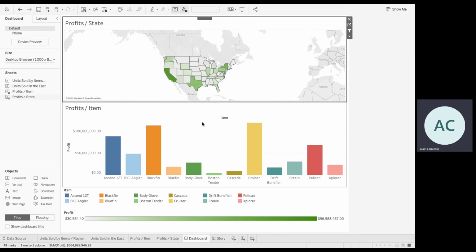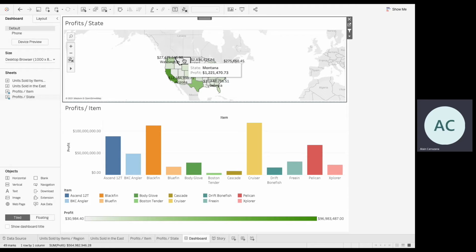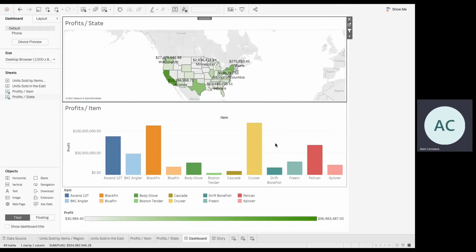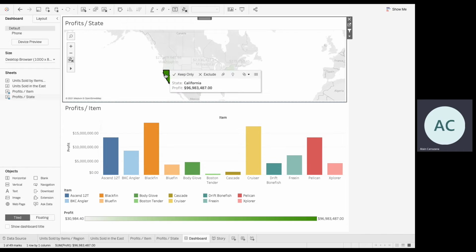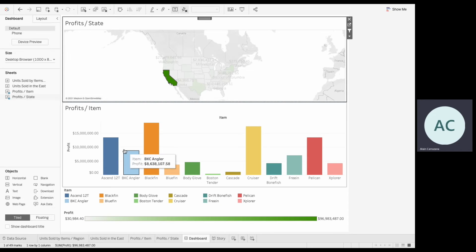And the next would be the dashboard. So on this dashboard, I included the profits per state here in the map, and then the profits per item. So I wanted to show this because I wanted to see what products were the top performers in each of the states. So if we click here, let's say California. Okay, California here. It shows the individual items and their profits in that specific state.